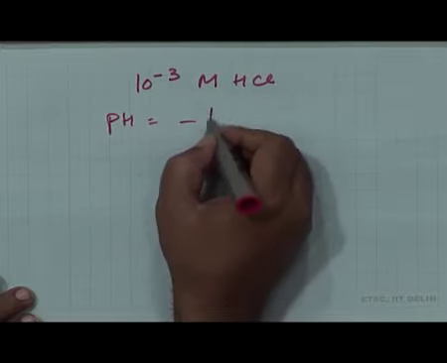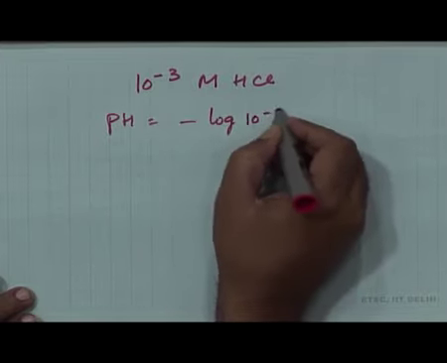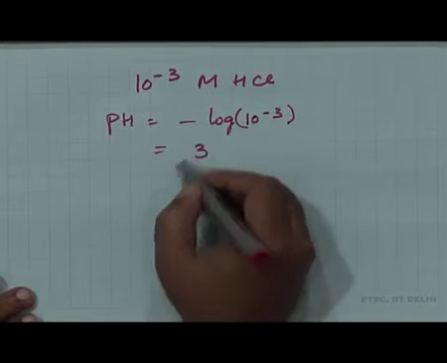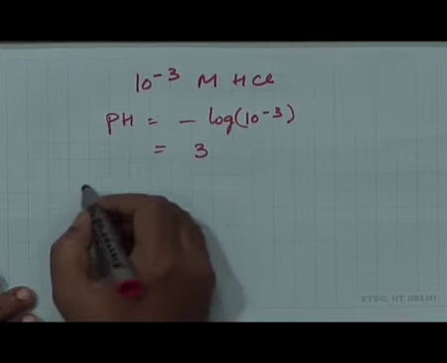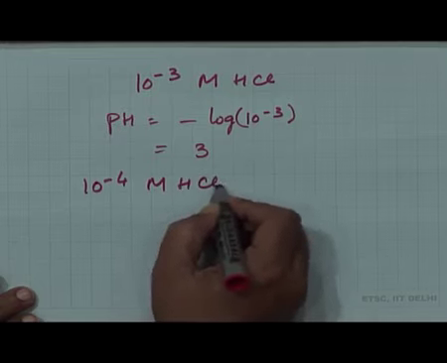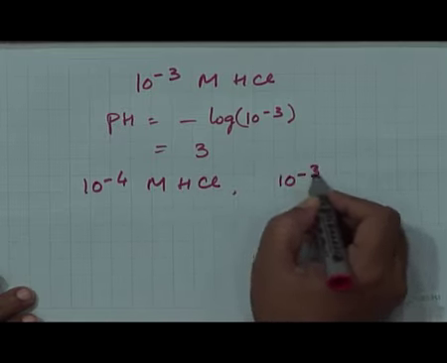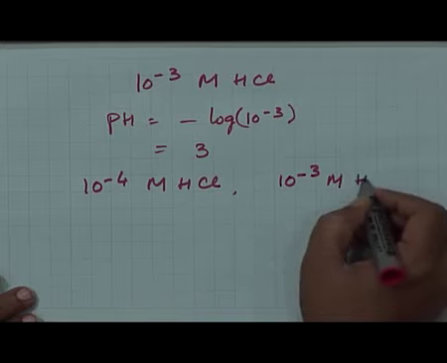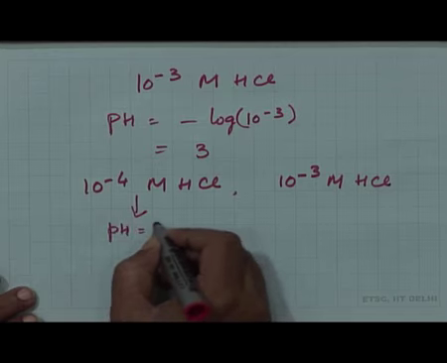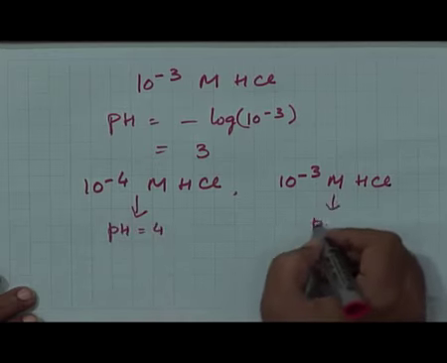So, suppose we have another solution with 10 to the power minus 3 molar HCl. In this case your pH will be simply minus log of 10 to the power minus 3, and so this is pH 3. So, now you can see that if I take 10 to the power minus 4 molar HCl and 10 to the power minus 3 molar HCl, pH will be 4 and pH will be 3.